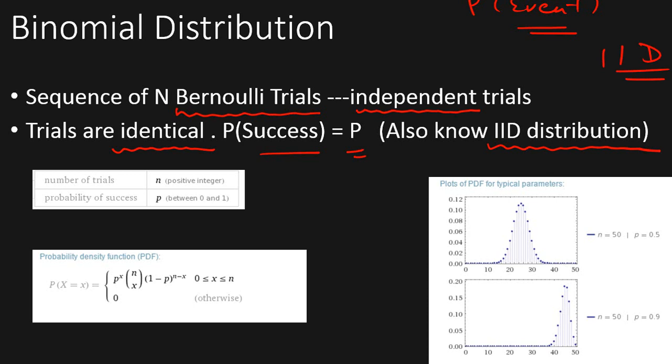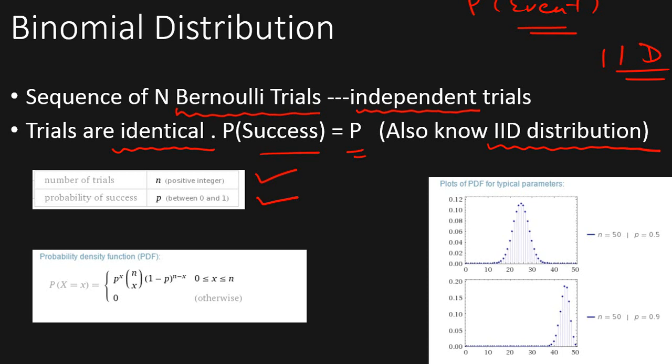So there are two parameters in this probability distribution. One is the number of trials, denoted as n, and the other is the probability of success, which is uniform across all the trials, which is p. Given n and p, we can have the probability density function. The density function, or the PDF, is given by this.